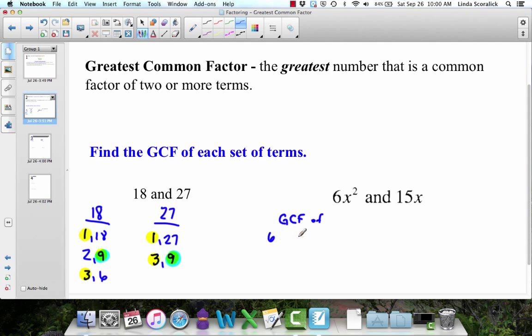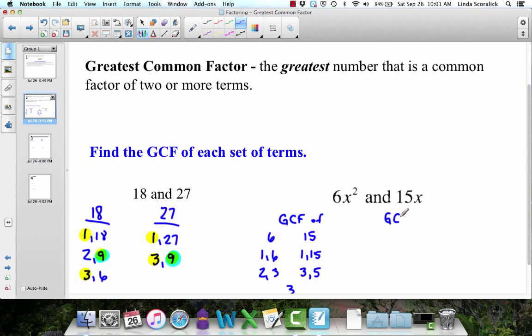of 6 and 15. Well, 6 is 1 times 6 and 2 times 3. 15 is 1 times 15 and 3 times 5. So the largest common factor that we see here would be 3.